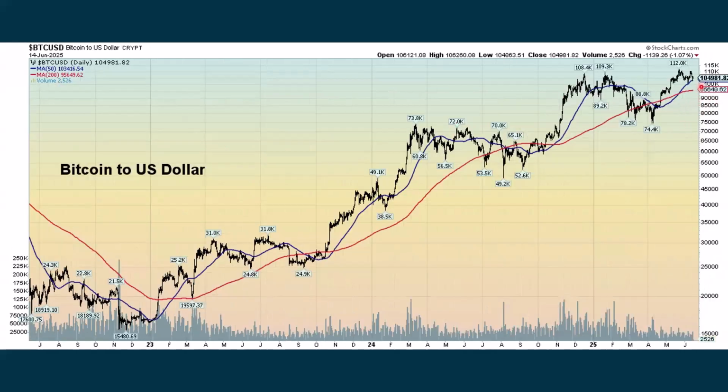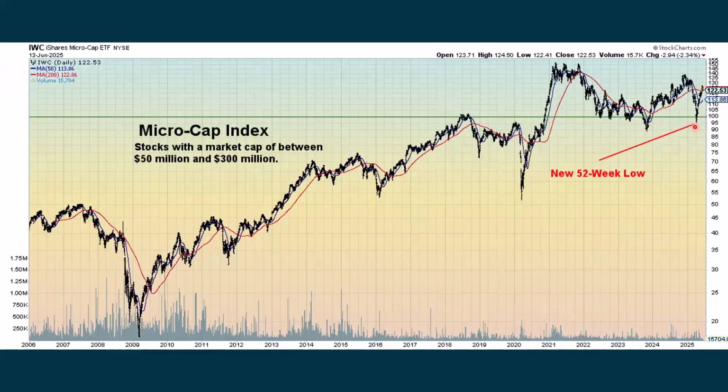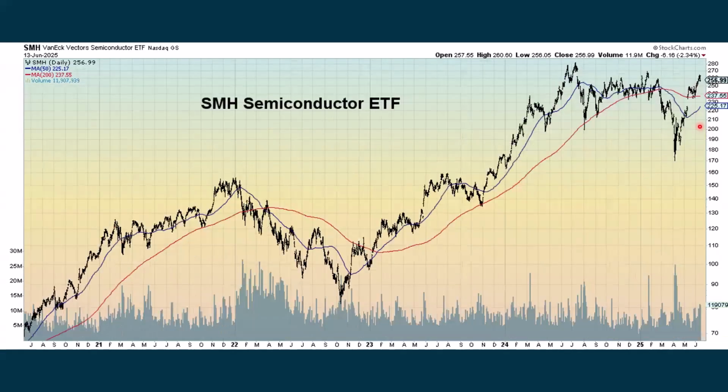Bitcoin is in an uptrend. The micro caps in a downtrend, but trying to improve after getting hit like everything else earlier in the year. Then the semiconductors, which are in a downtrend, the blue line's still below the red line, but we're above both of the moving averages. This is a major area of growth. And if these can continue to improve, that would really be more positive for the market.